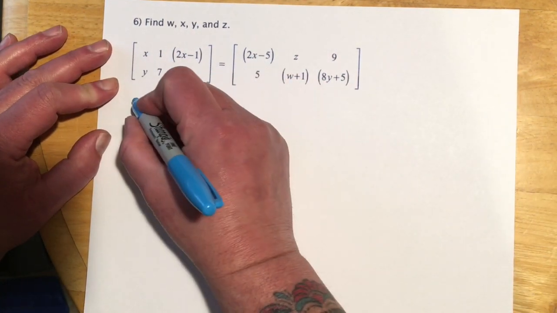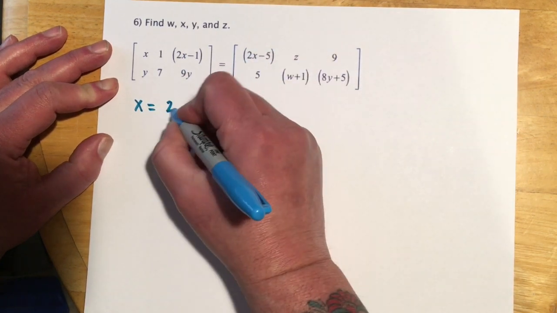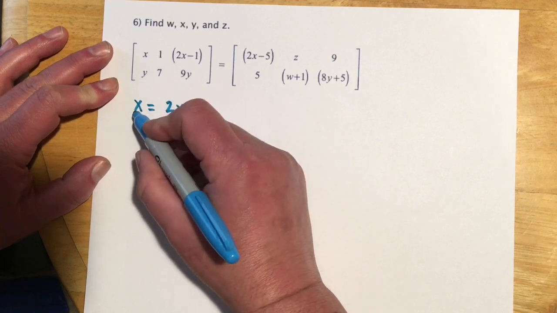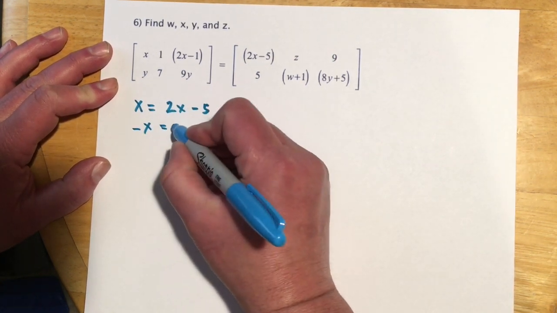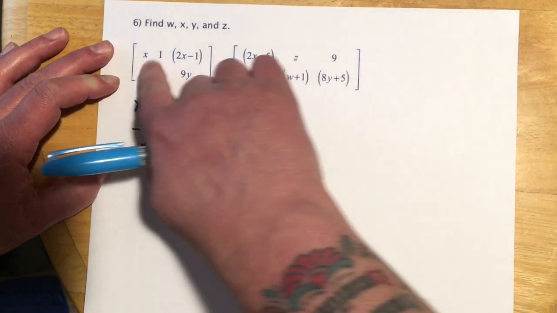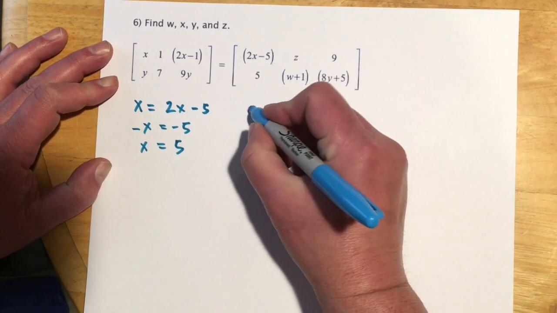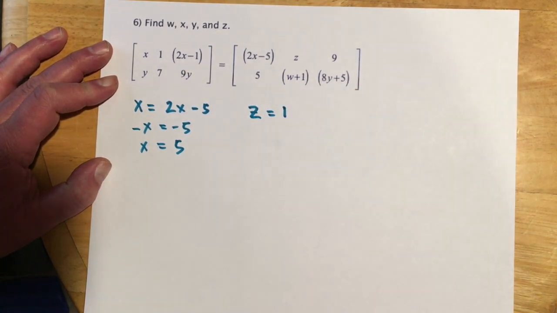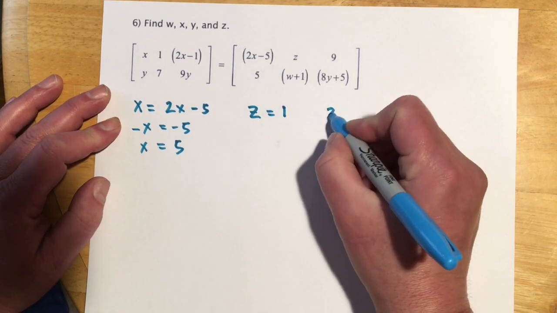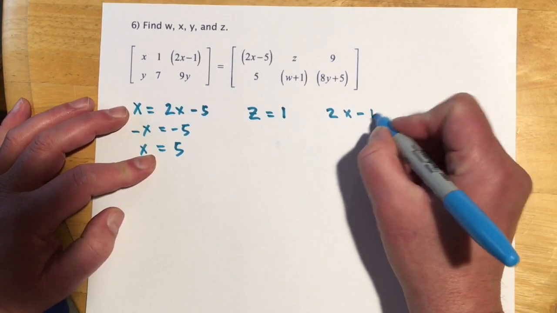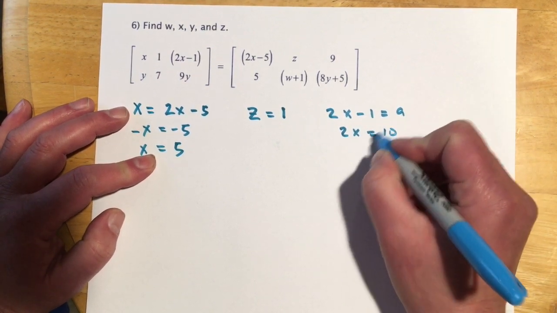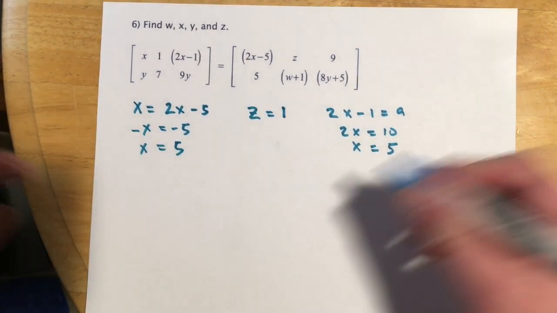So setting these up, I have x equals 2x minus 5. And so I can just bring the 2x over and get negative x equals negative 5. So now I know x equals 5. That's cool. For the next one, I have 1 equals z. That's pretty self-explanatory. And then I could solve this again to make sure I didn't do anything dumb over here, but I should just get 5 again. So this is kind of a redundant step. So I'll bring the 1 over and get 2x equals 10, and then once again, x is 5.